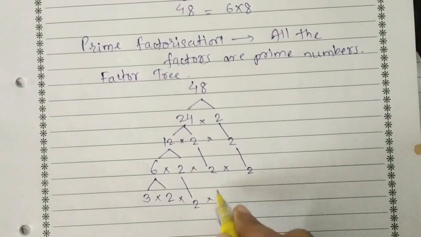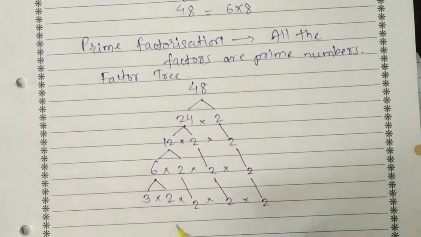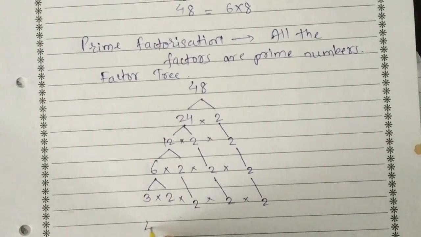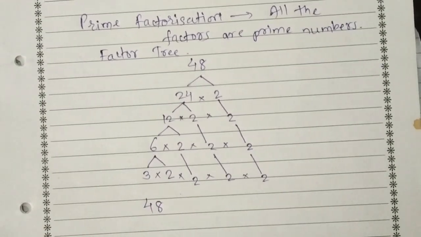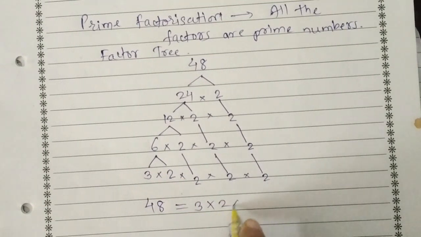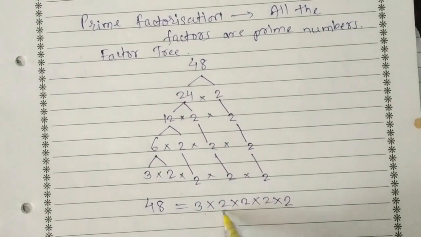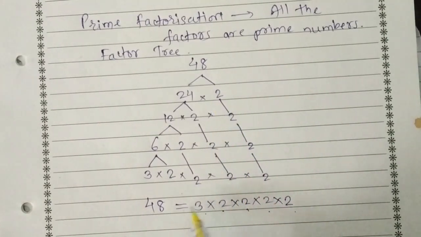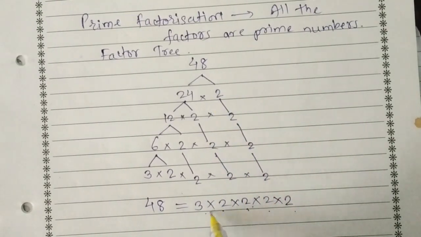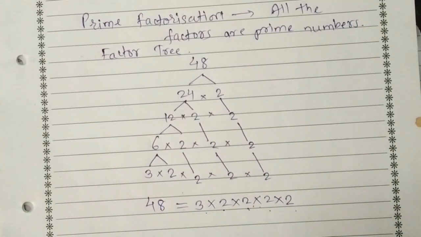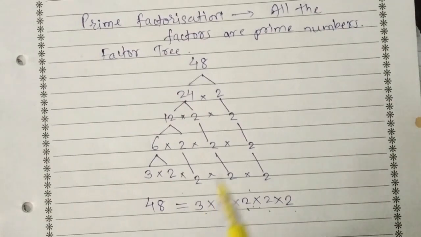Then next this 2 multiplied by this 2 and then this 2. So here I got the prime factors of this 48 as 48 is equal to 3 multiplied by 2 multiplied by 2 multiplied by 2. If you want, you can check it. 3 twos are 6, 6 twos are 12, 12 twos are 24, 24 twos are 48. So this prime factorization can be done for every composite number. Every composite number can be factorized into prime factors in only one way, no matter the order of their factors.